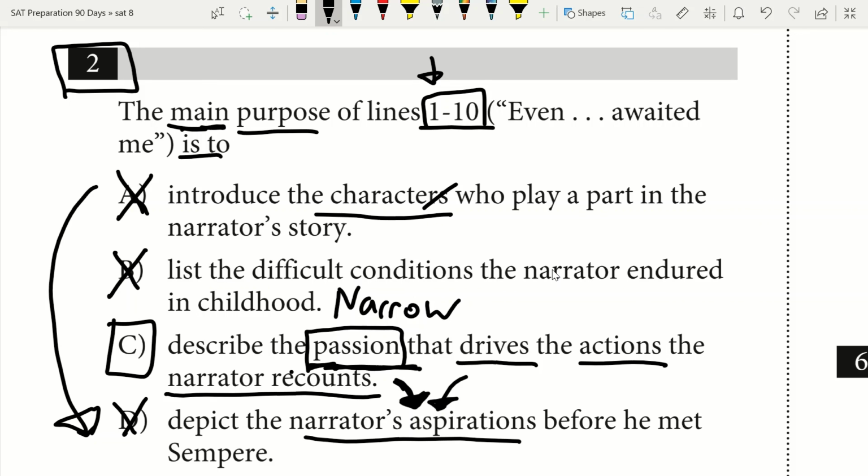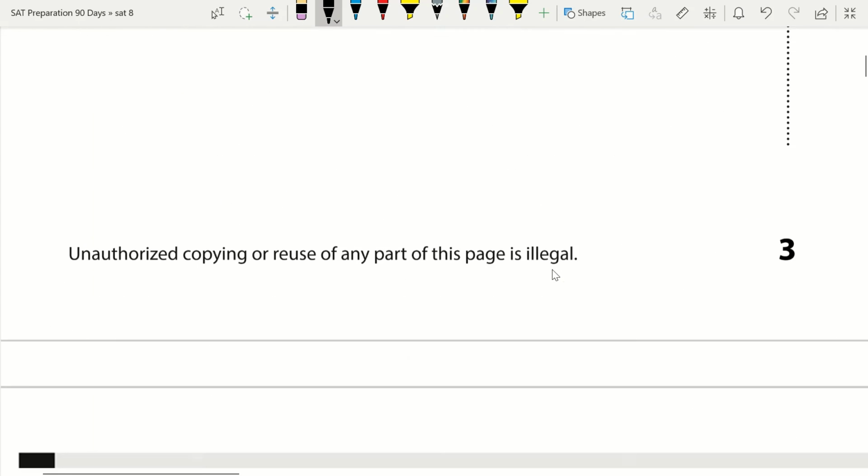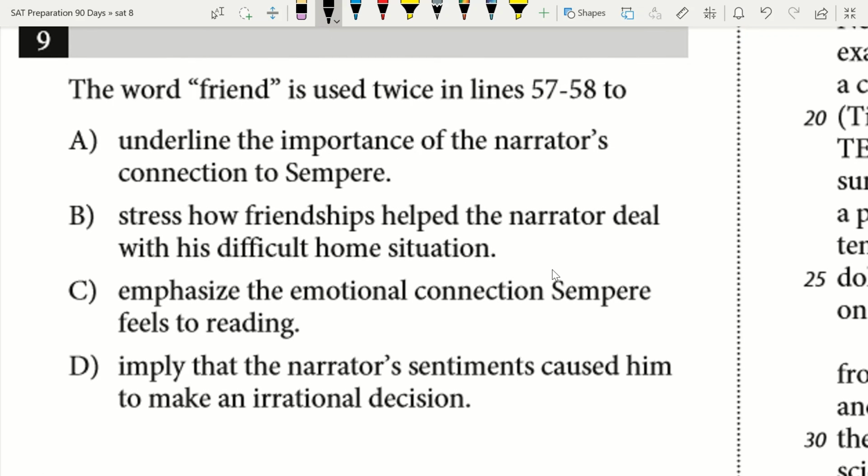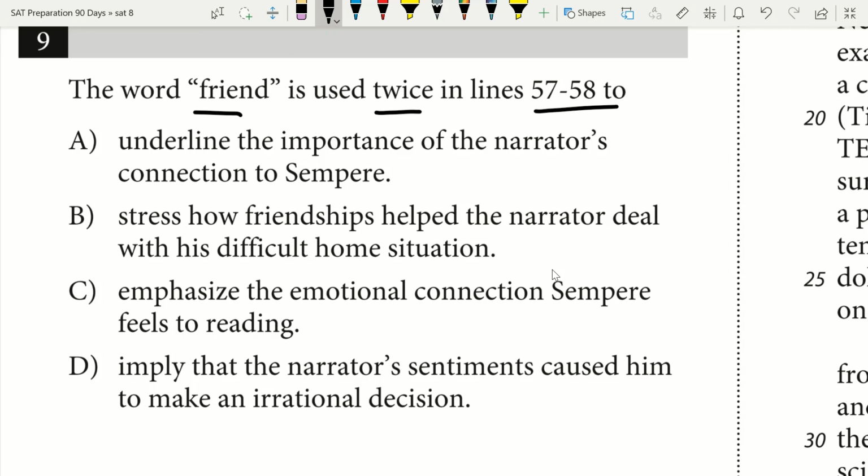Now let's take a look at question number 9. Number 9 is similar, it's also a purpose question, but it's a little bit different in the type of purpose question that it is. So let's take a look at question 9. We have the word friend is used twice in lines 57 to 58 to do what?